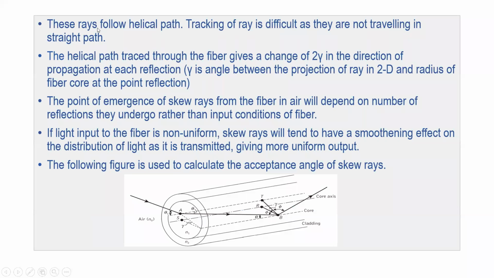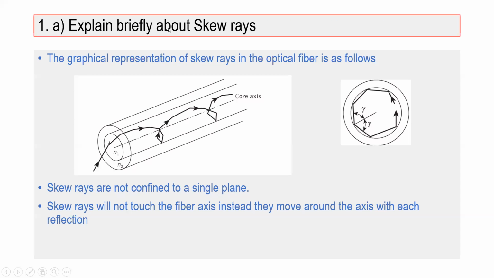These rays follow a helical path. If you can observe this path, it is helical in shape. Like we have drawn it previously, it is going to travel around the axis and then it is going to move forward. Again, it is going to travel around the axis and move forward. Okay, it is going to move forward by traveling around the axis.